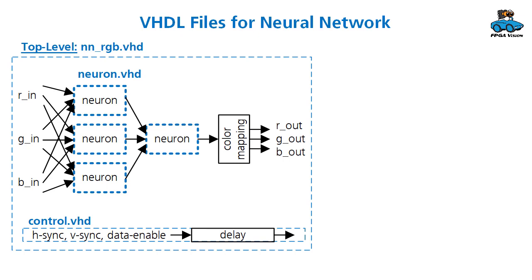This structure is coded in VHDL, and the top level is called NN RGB. It uses four submodules for the four neurons, which are coded in neuron.vhd. Plus we have another submodule, control.vhd, for delaying the sync signals that our video uses. Color mapping is coded directly in the top level.